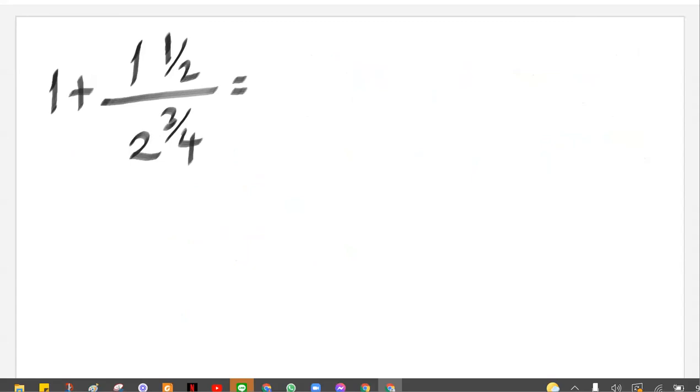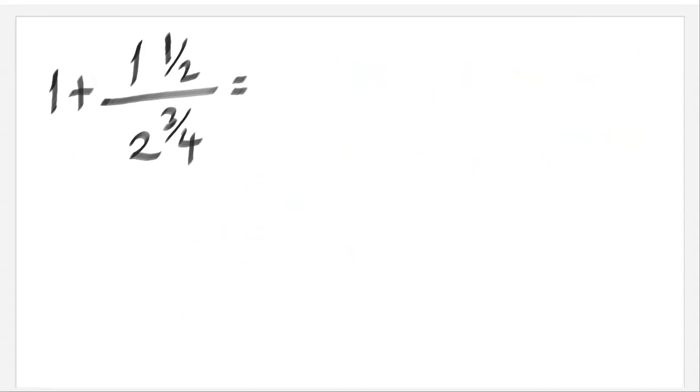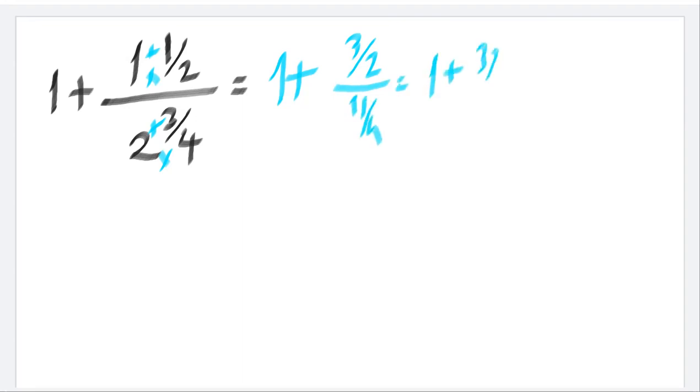Okay, so one more question, let's move on. So here what we can do is first, let's change our mixed numbers into improper fraction. So we multiply and add, same thing, multiply and add. So 2 times 1, 2 plus 1, 3/2 over. Next one is 2 times 4, 8 plus 3, 11/4. Then we said that this is same as this one.